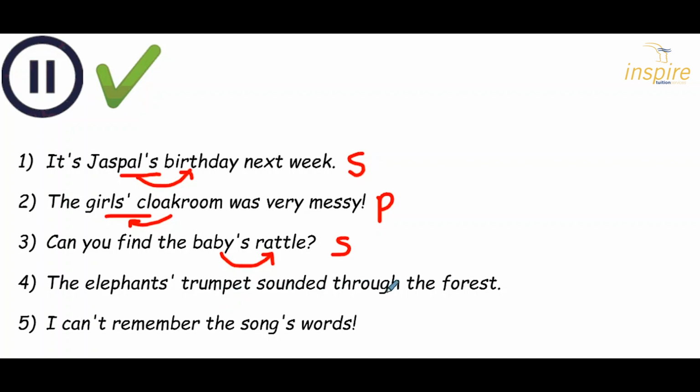The elephants' trumpet sounded through the forest. This time we need to look carefully at the placement of the apostrophe. It's after the S. This tells us that the trumpet belongs to lots of elephants. It's plural. I can't remember the song's words. Don't forget, this is an apostrophe for omission. I cannot remember the song's words. How many songs are there? It's the words of the song, one song, because the apostrophe is before the S. It's singular.